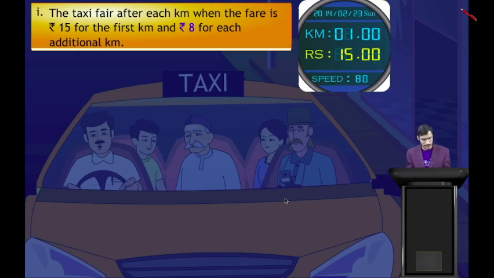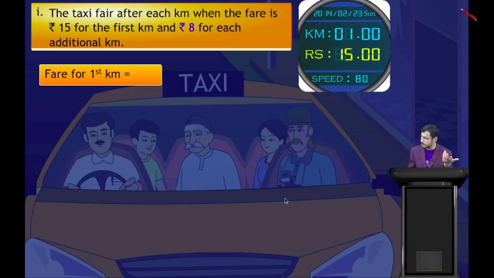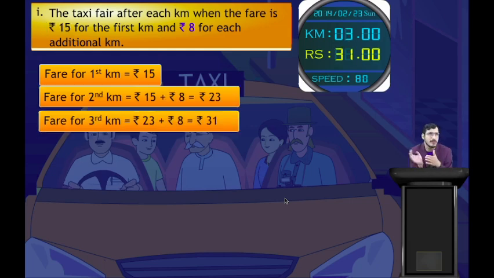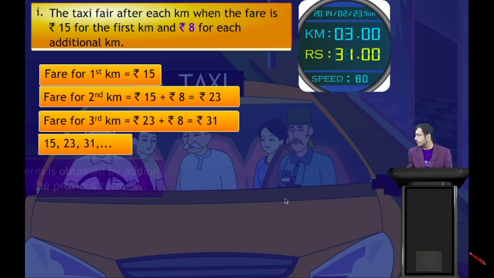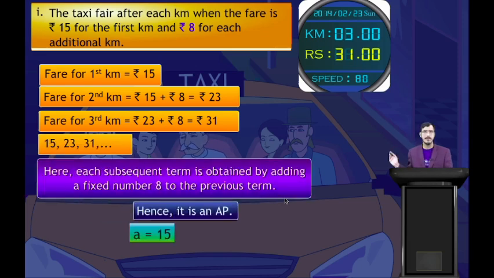So in this case, for the first kilometer, that is rupees 15. For the second kilometer, the charge is 15 plus 8, which is 23. Now the fare for the third kilometer is 23 plus 8, and so on. So 15, 23, 31, and the next one will be 39. So that is an example of an AP.